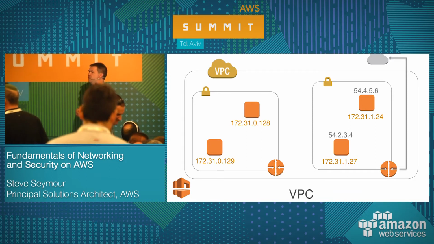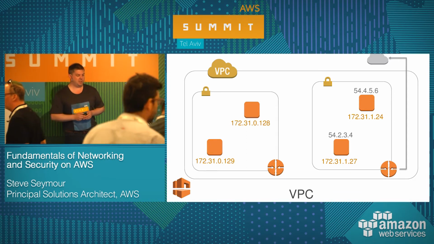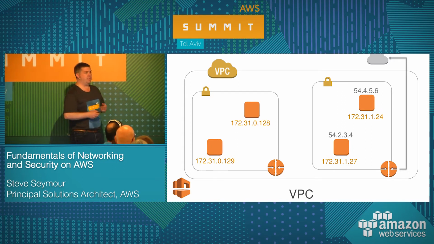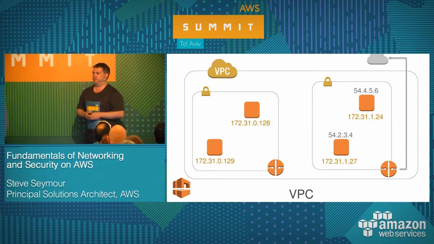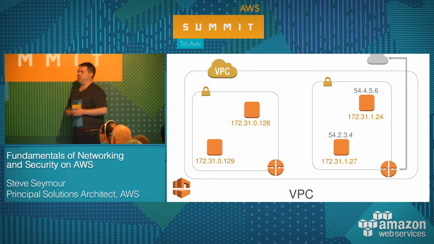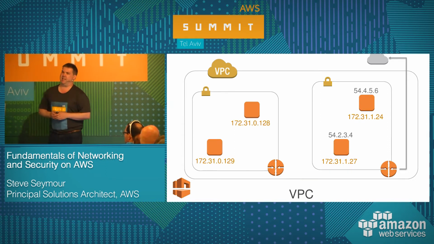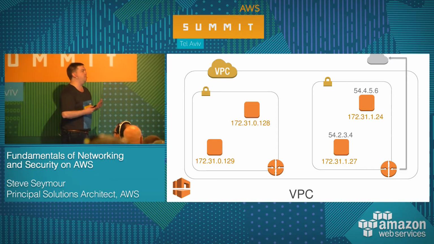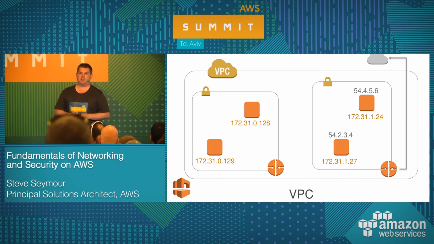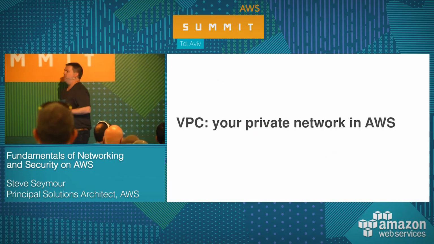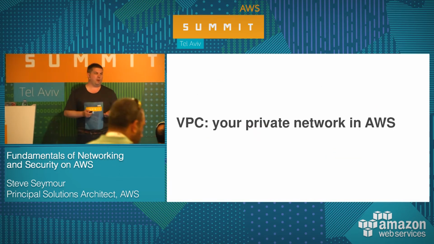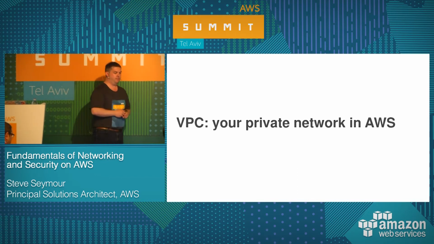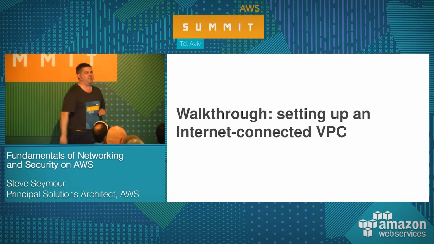Some of these EC2 instances may also need to have public IP addresses, and as a result, you need a route to the internet using something called the Internet Gateway. So what you're seeing on the screen now is a typical VPC, an internet-connected VPC. And to start this session, I want to talk you through the process of actually building an environment like this. So simply put, a VPC is your private network within AWS, Virtual Private Cloud. So let's build an internet-connected VPC.